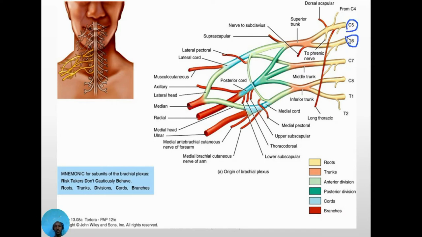But the C7 root gives one trunk, which is the middle trunk. So the middle trunk is only formed from C7.